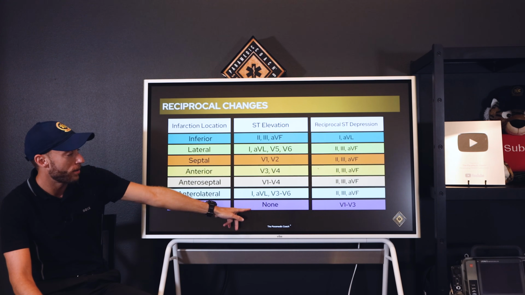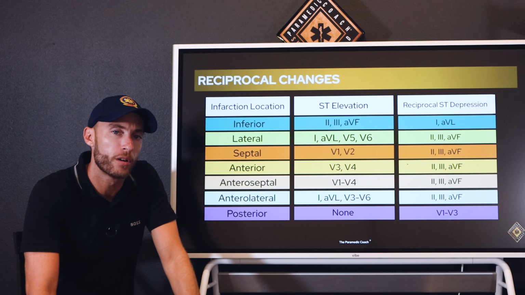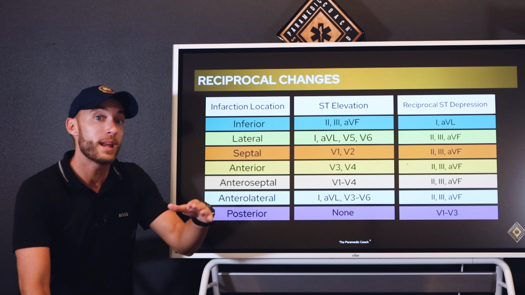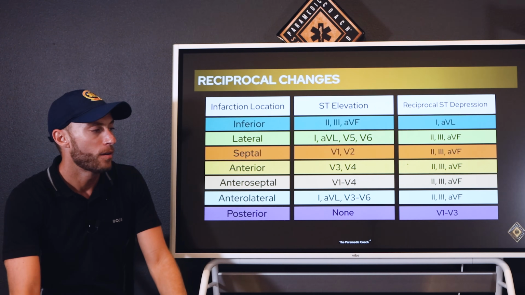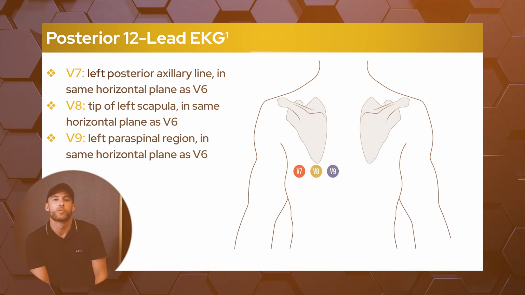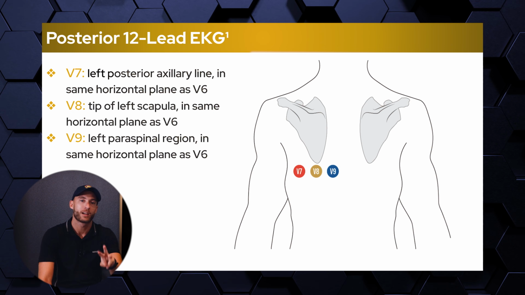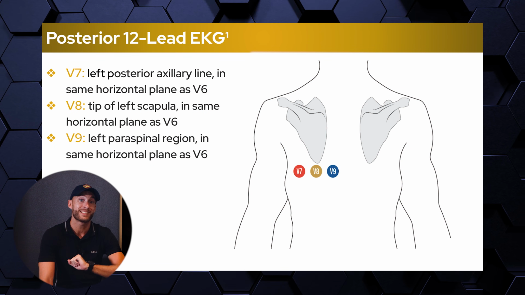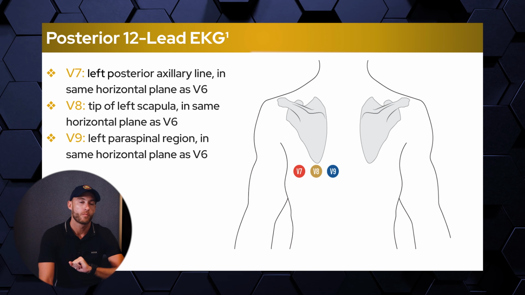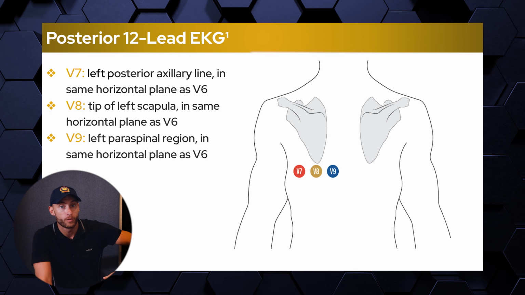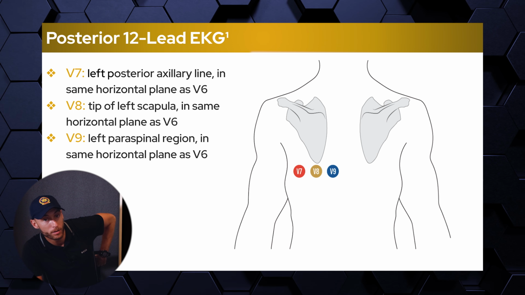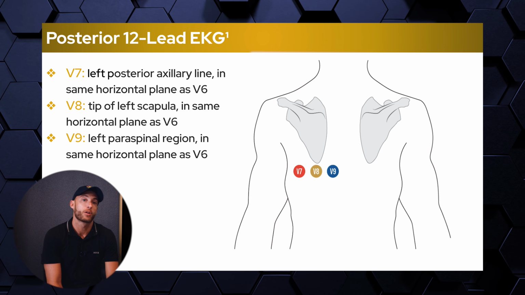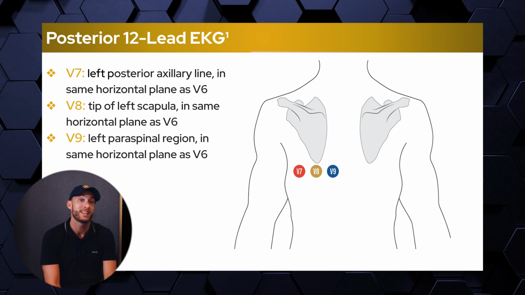Now, here's my big pearl on this one. We're talking about the right ventricular infarct. We've all heard about that now, and now we know about it. What about posterior? So, for posterior, we take 3 leads, we call them V7, 8, and 9. We take V4, V5, V6 and bring them around the patient's back, and we're going to call them V7, V8, V9.